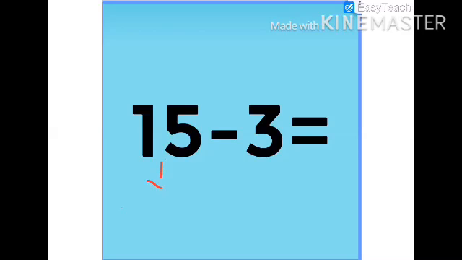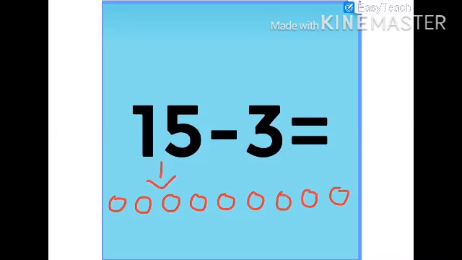Now, which number is this? This is 15. So first let me draw 15 balls. 1, 2, 3, 4, 5, 6, 7, 8, 9, 10, 11, 12, 13, 14, 15. Okay. Now, out of 15 balls, how many balls do we have to take away, children? We have to take away 3 balls. And we all know that in subtraction, we start counting backward. So, let us count backward and minus 3 balls.